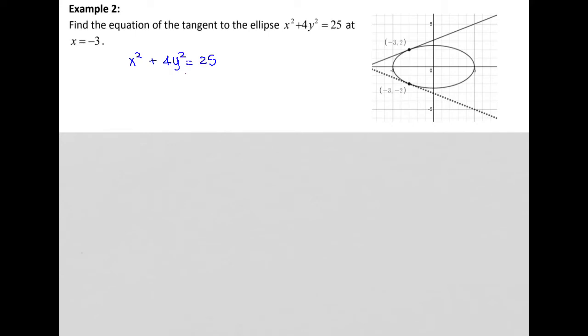Now let's differentiate each term with respect to x. Differentiating x squared becomes 2x, plus 4y squared, the differentiation will become 8y, and differentiate the y term with respect to x. 25 is a constant, so differentiation will be 0. Once again, we know dx over dx is 1, so we can simplify to this.